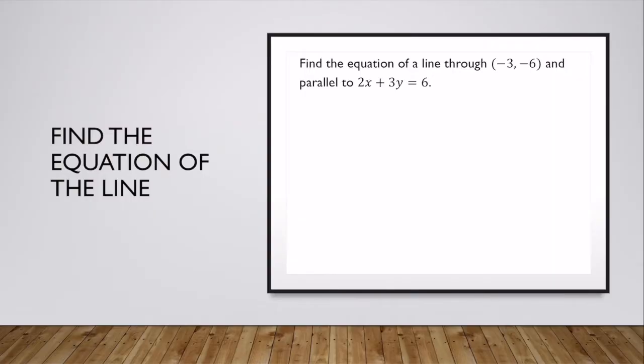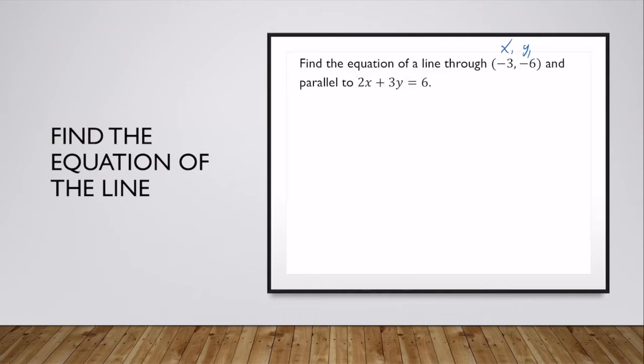So what if I want to find the equation of a line through the point where x is -3, y is -6, but it's parallel to 2x plus 3y equals 6? What do we remember about parallel lines? Well, when two lines are parallel, they have the same slope.